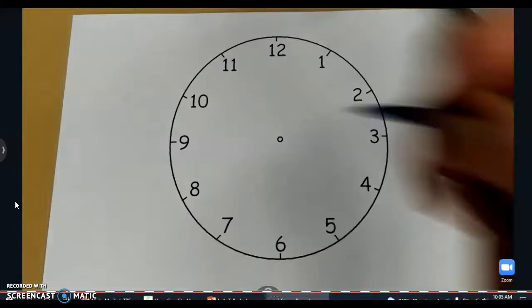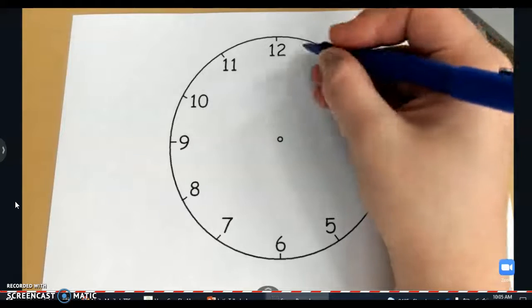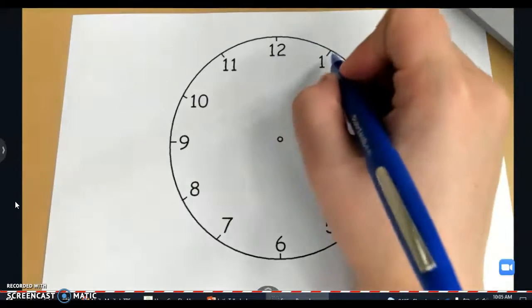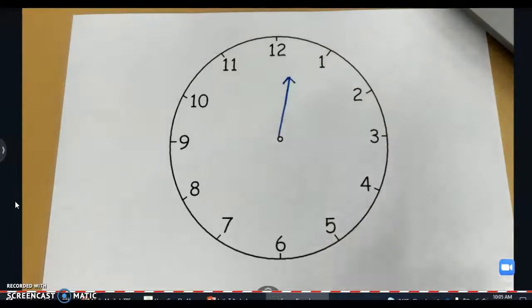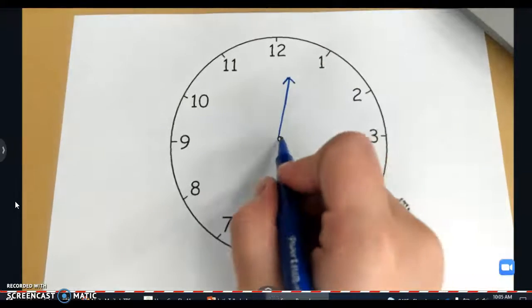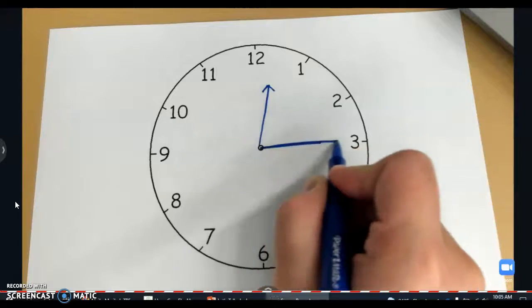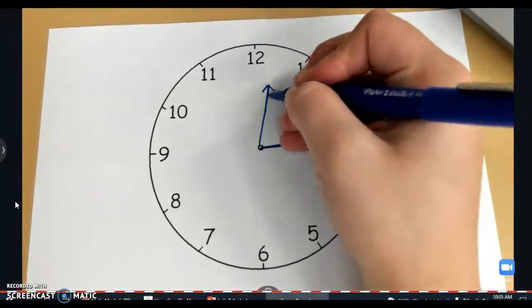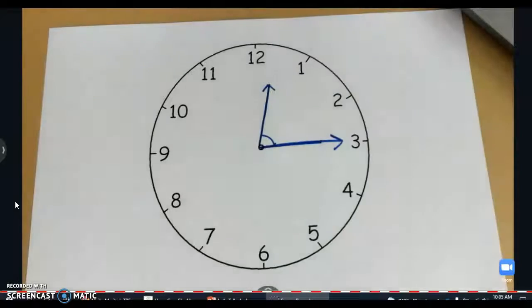So at 12:15, my hour hand is pointing somewhere in between the 12 and the 1, because remember, it slowly moves towards the 1. And at 15 minutes, my minute hand will be at the 3. Remember, the interval between each of the large numbers is 5 minutes. So here's what my clock looks like, and I want to find the measure of this angle.